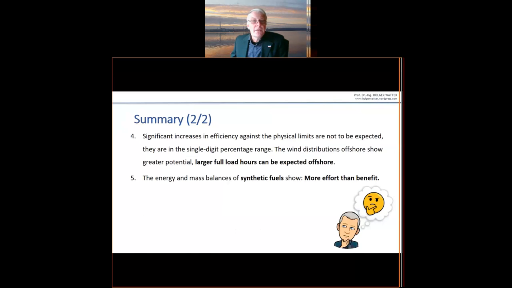Significant increases in efficiency against the physical limits are not to be expected. They are in the single-digit percentage range. The wind distribution offshore shows greater potential. Larger full load hours can be expected offshore. The energy and mass balance of synthetic fuels show more effort than benefit.